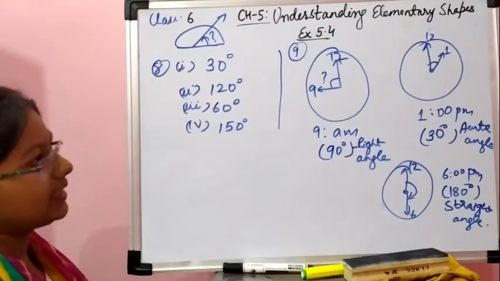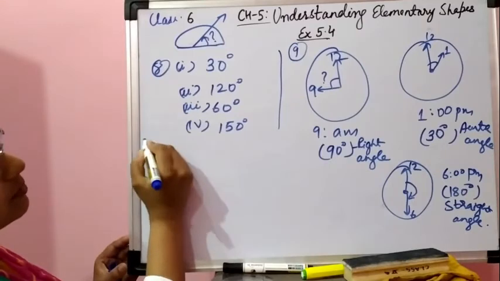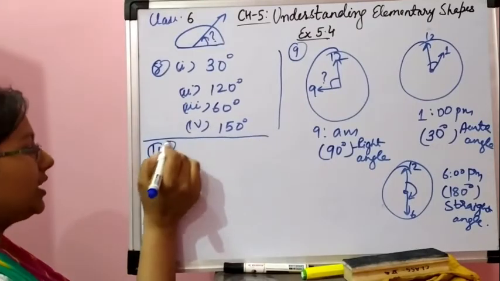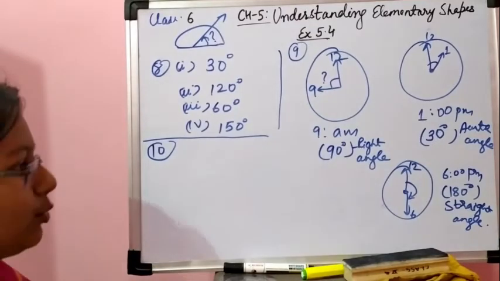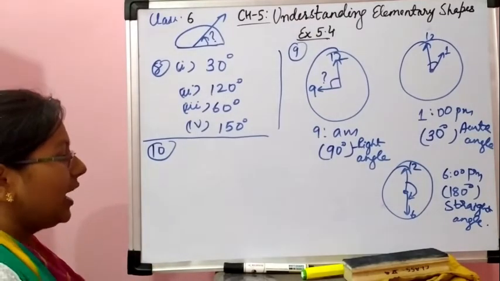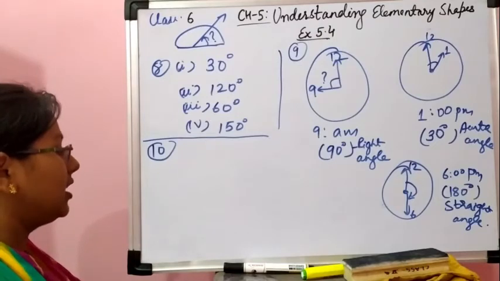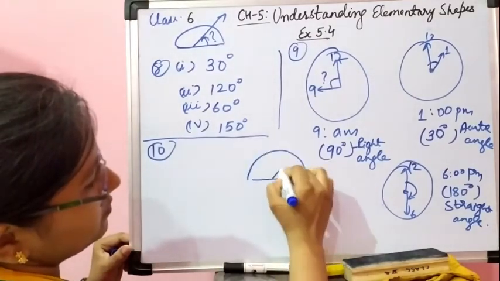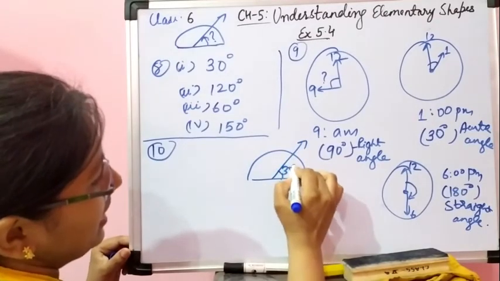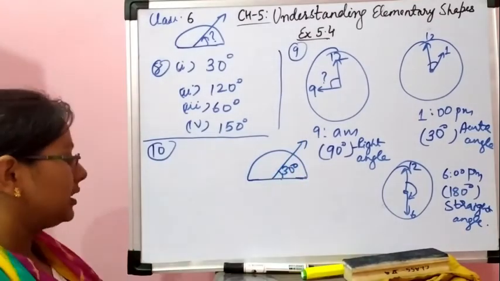Now in question number 10. Question number 10 is investigate. You have to investigate, meaning find out. What do you have to investigate? In the given figure the angle measures 30 degree. Such a diagram is made, and they are saying that this angle measures 30 degree.